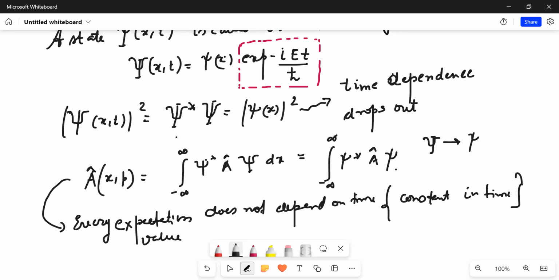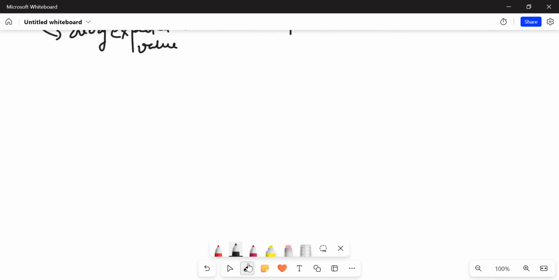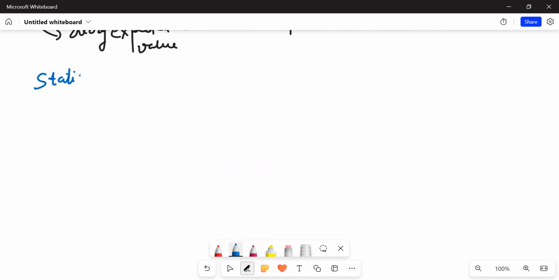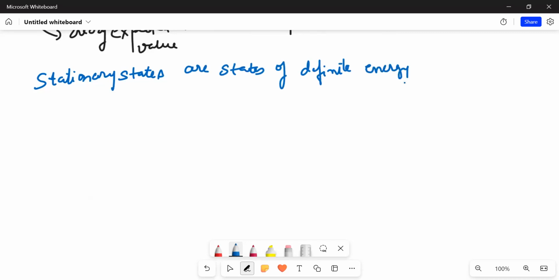And therefore, these states are called stationary states. Another important point regarding these stationary states, or separable solutions, or stationary solutions, whichever word you feel like using, is that these stationary states are states of definite energy.